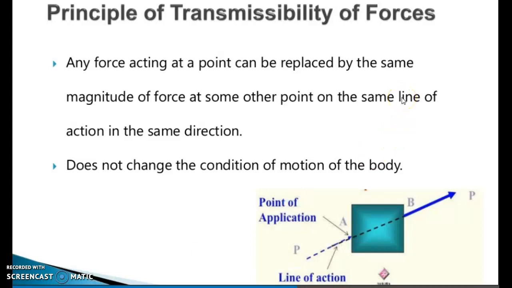Okay, so dun tayo sa principle of transmissibility. So sabi diyan, any force acting at a point can be replaced by the same magnitude of force at some point on the same line of action in the same direction. So yan, no? Halimbawa, nandito yung point of application sa point A. So mag-draw ka lang ng line dyan na yan yung tinatawag natin na line of action. Pwede mo lang ilipat yung force sa point B. So, hindi niya babaguhin yung condition ng motion ng body.